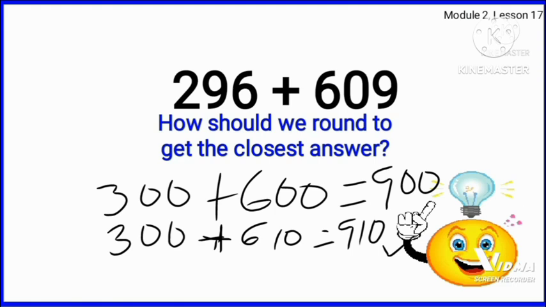I rounded to the nearest 10. 300 plus 610 gave me 910. The actual answer is 905. So which estimate gave us the closest answer? You see, when we rounded to the nearest 10.